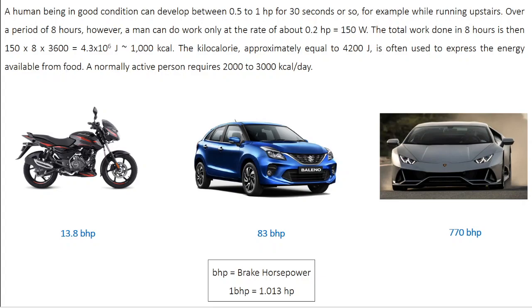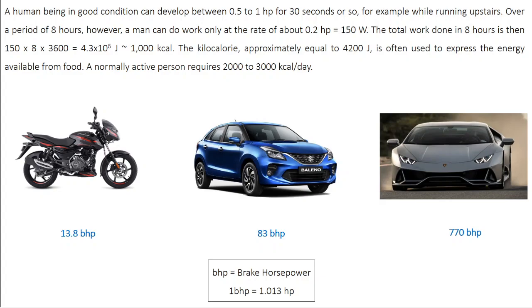Okay. So if a person is working for 8 hours, the amount of energy spent is around 1000 calories. In other words, he needs to intake 1000 calories through his food supplements, otherwise the person will feel tired. He will not be able to do work.